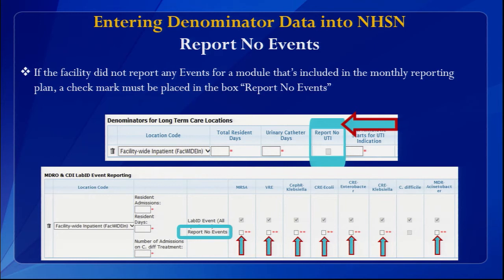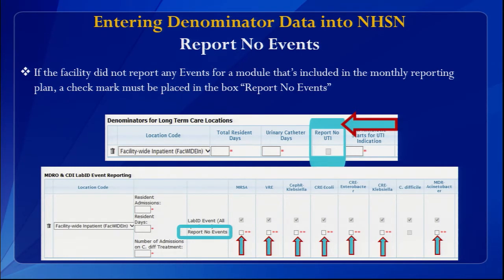On the summary data form, it's going to look like this within the application. You will notice under each organism there are red asterisks, and those are the report no events, and this is really important. When you get to this form, if there's a red asterisk, that means you need to put a check in that box, because that means that you are monitoring. So let's look at MRSA. We're monitoring MRSA because there's a check mark that says that we are. So that means that in our monthly reporting plan, we say we're monitoring MRSA.